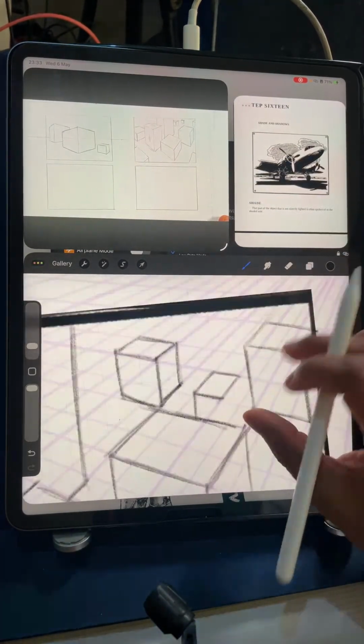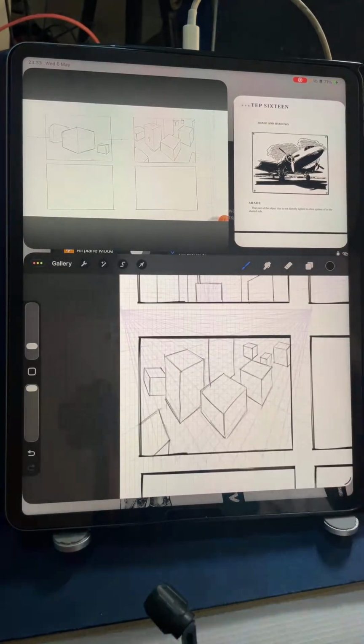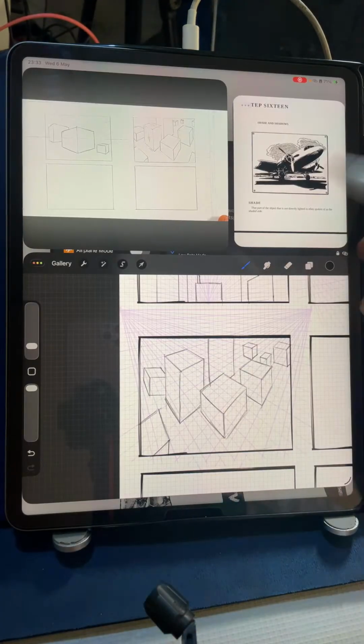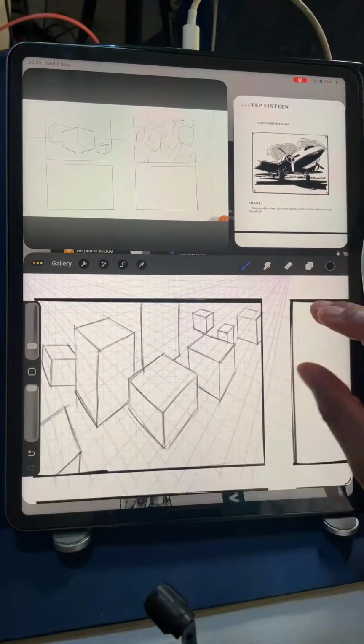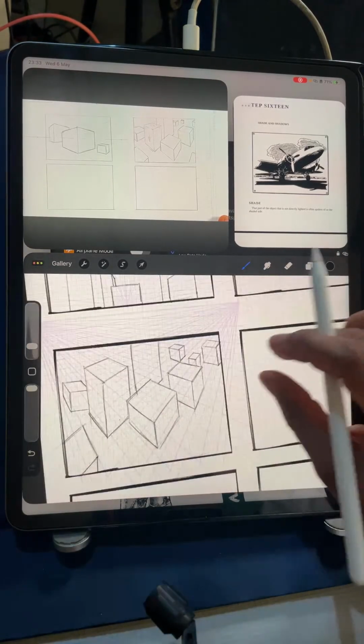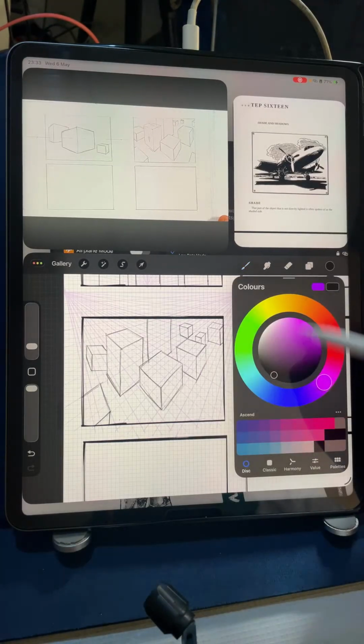Yeah, he was right. Something just felt off the way I was drawing it. Yeah, let's just see. All right, let's look at the 3 point perspective. This is the most difficult one.